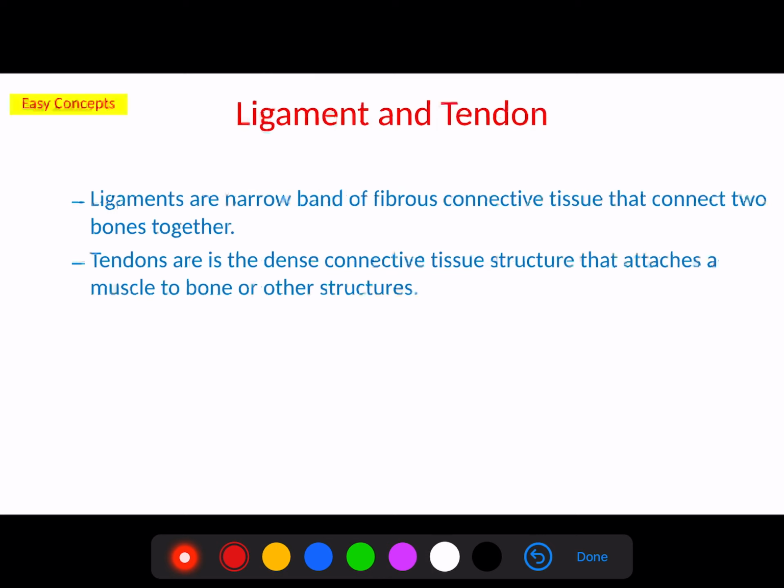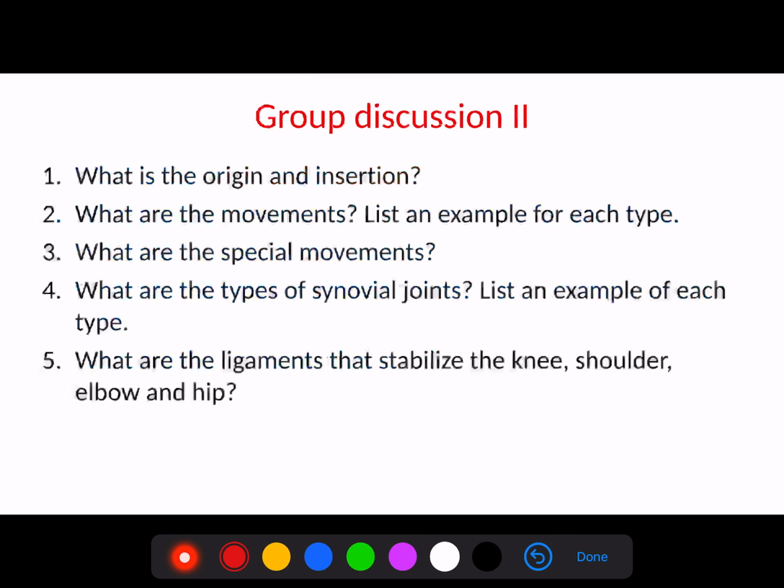This is just the definitions of ligaments and tendons. Please go over them and know them. I will stop here. In the coming part, we will keep talking about other concepts in this chapter.